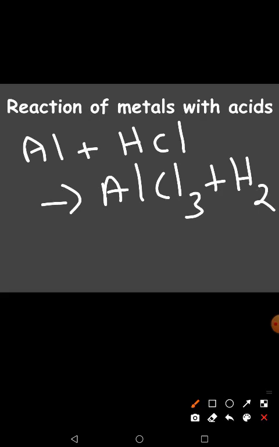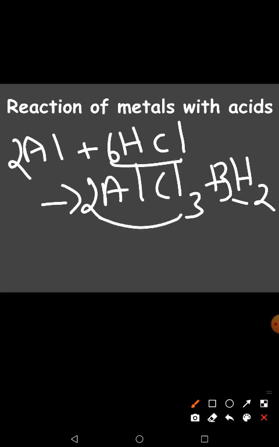I have to write 6 HCl here, so that it becomes 2 AlCl3 plus 3 H2. 3 2s are 6 hydrogen, and aluminium is 2, so here also it should be 2, and your chlorine is 3 2s are 6. Here you have 6. Clear to you?